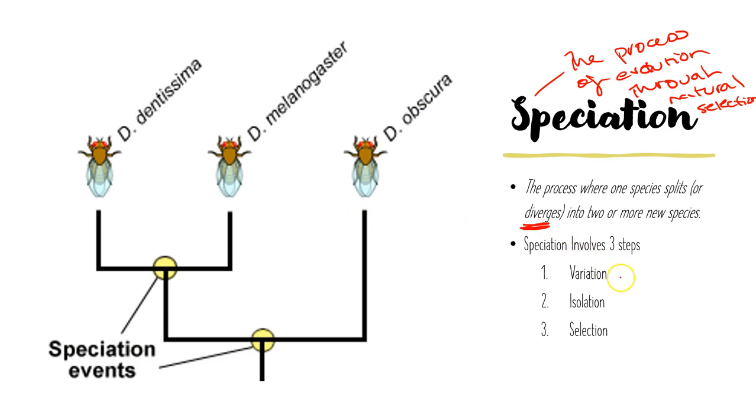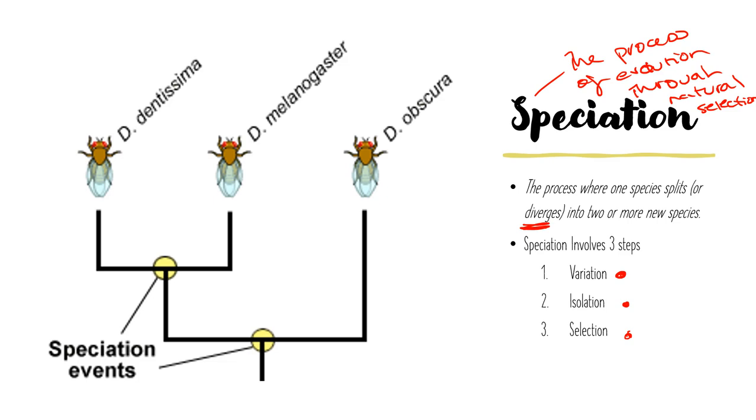The first, which we always have to have for evolution through natural selection, is variation. Then isolation of the population in some way, and then after isolation, natural selection, working on that population to accumulate a different gene frequency over time.